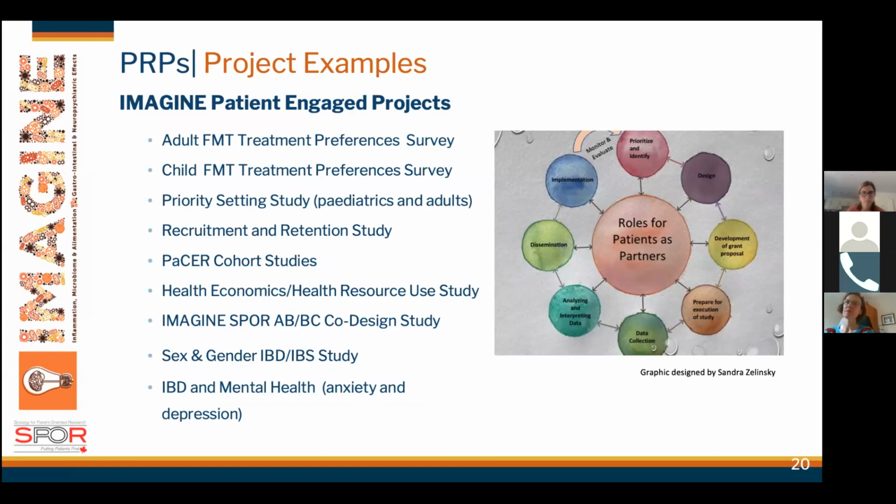So then we're going to start looking at some project examples. And again, we'll get into more detail. This is just a snapshot of some of the projects that the Imagine Patient Research Partners have been involved in and or are currently involved in. And we'll talk about some of the roles in the research cycle that we're contributing to.